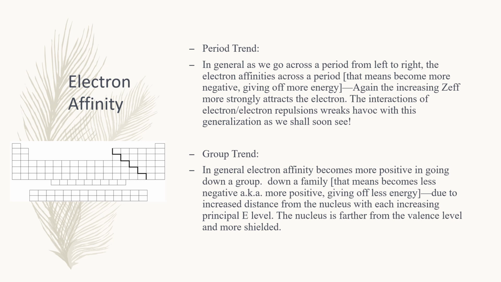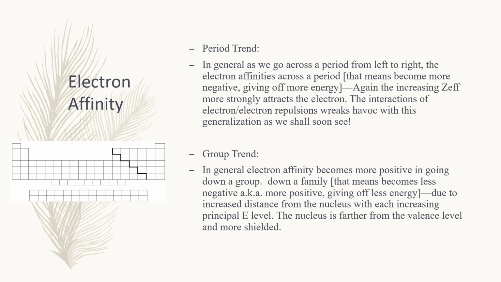The group trend, in general: the electron affinity is becoming more positive or less negative as you go down a group. So as it becomes more positive or less negative, it's going to be releasing a smaller amount of energy, and as a result you see a less advantageous position energetically speaking for those atoms. And so we'd say that the electron affinity would decrease as we go down the group.